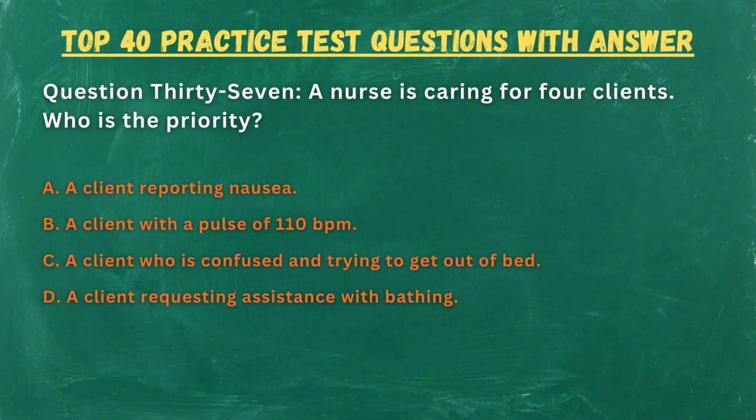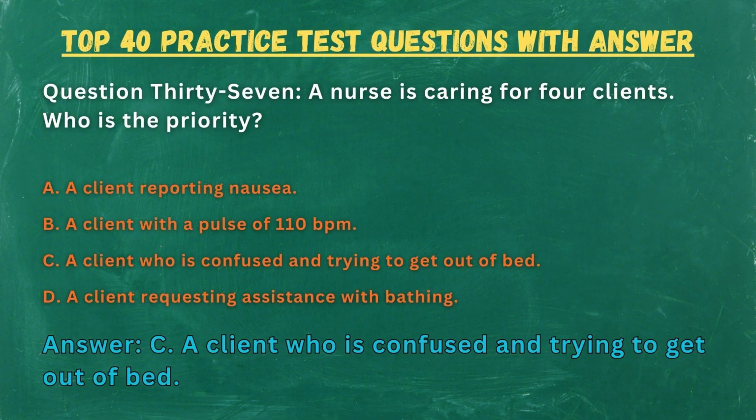Question 37. A nurse is caring for 4 clients. Who is the priority? A. A client reporting nausea. B. A client with a pulse of 110 BPM. C. A client who is confused and trying to get out of bed. D. A client requesting assistance with bathing. Answer: C. A client who is confused and trying to get out of bed.